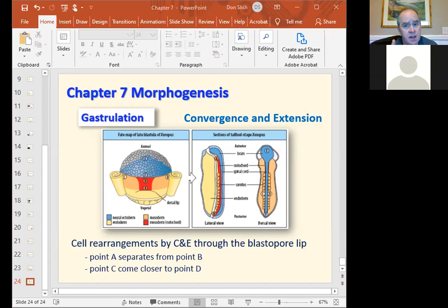Convergence and extension. In moving cells, cells are polarized in the direction of the animal cells. So how is this happening? How is this gastrulation happening?